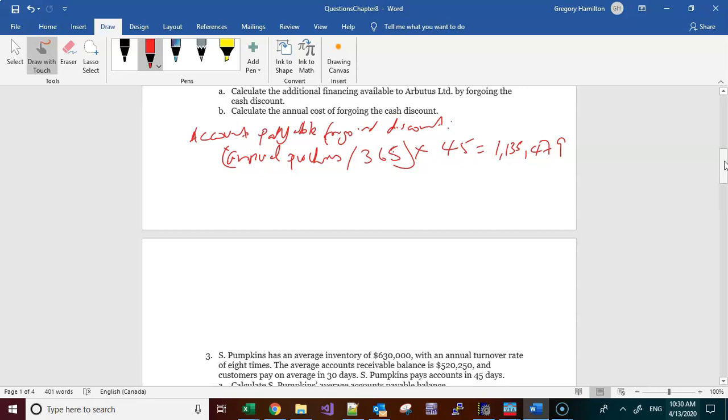But remember, we are only given an additional 30 days, because that's the additional benefit that we will receive. We could pay in 10 days, or we keep this for 45 days. So we have an additional 35 days. That's what we're trying to find: how much more financing would be available given this additional 45 days. So therefore, how much financing would there be if you take the discount?